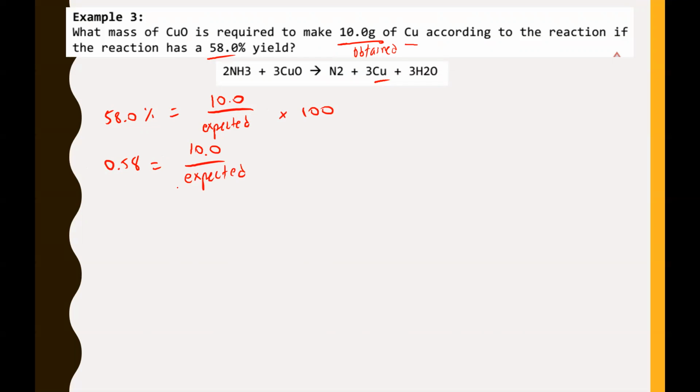Times by expected, divide by 0.58, and you're going to find that our expected amount that we would get through stoichiometry is going to equal, there's going to be a lot of digits here, 17.24137931 grams. And that again is of copper. So we are expecting to have that much copper in order to actually produce 10 grams of it, because again, the reaction only has a 58.0% yield. So that means the actual obtained is 10.0. That's how much expected we'd need here as well.